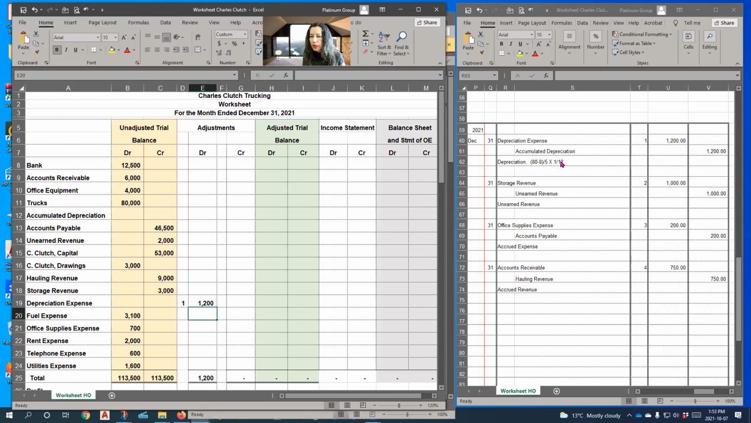And then the second one here is a credit to accumulated depreciation. So accumulated depreciation is in row 12. So column F, let's put a 1, and column G, let's put the other side of the entry, the $1,200 credit. So we've got the adjustments credit column, $1,200. And enter in the other 3 journal entries, same sort of way. Enter them into your spreadsheet now.